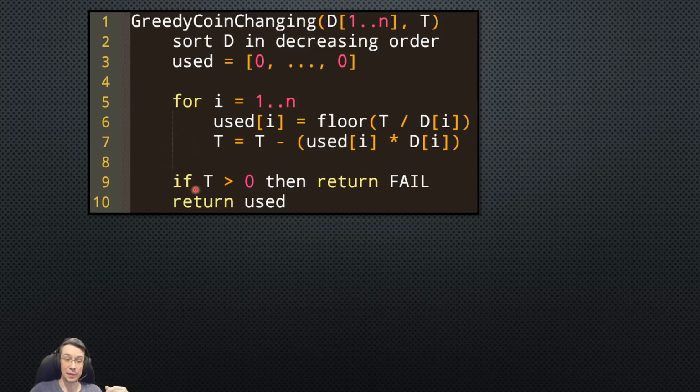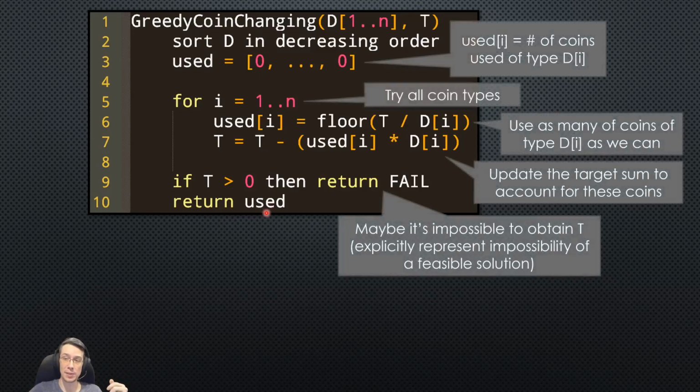And then finally, at the end, if t is greater than 0, then for the particular denomination and target sum that were specified as input, it's actually impossible to produce that sum. So for example, if we didn't include pennies in D, then there would be all sorts of target sums t where you can't solve the problem and you just have to return fail. Otherwise, if you don't return fail, we're going to return used, which is the array of coins.